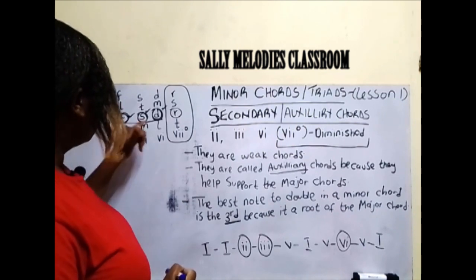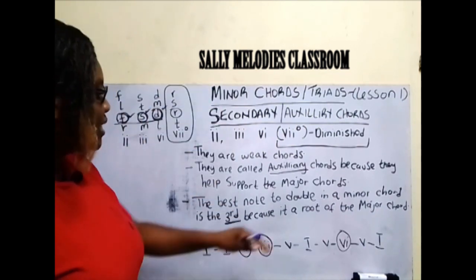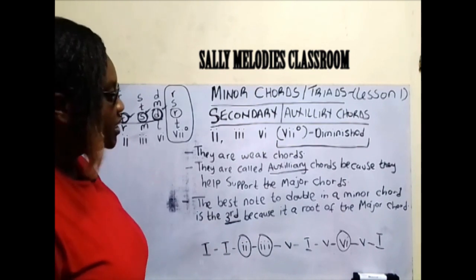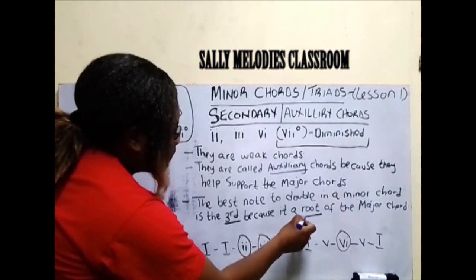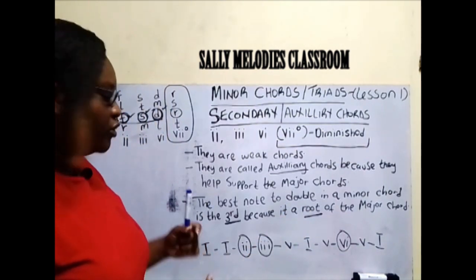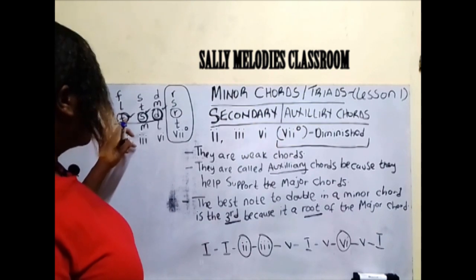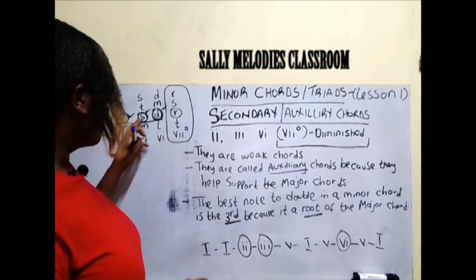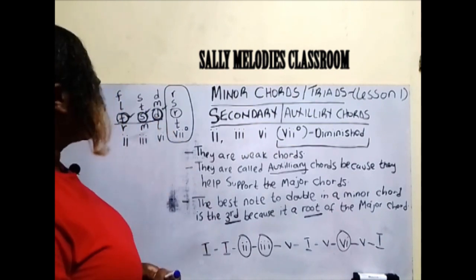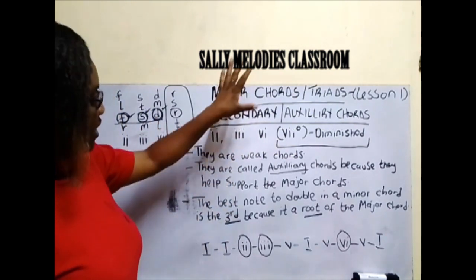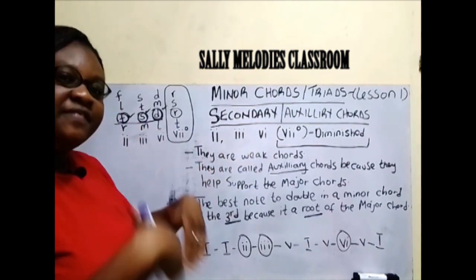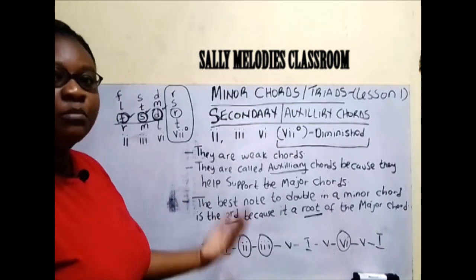Because when you go to the major chords, it is the root. It is the root in a major chord. Like for example, in chord 4, the fa is the root. In chord 5, the so is the root. In chord 1, the do is the root. So you are advised that in the case of minor chords, just double the third. In the case of major chords, just double the root.